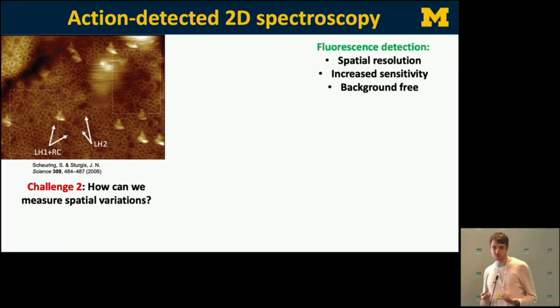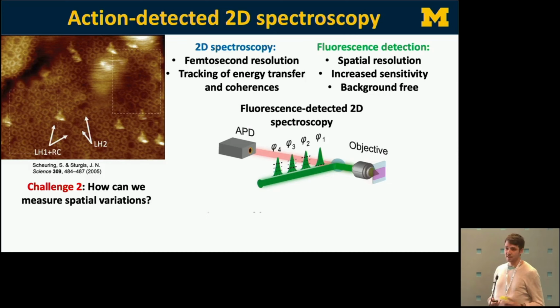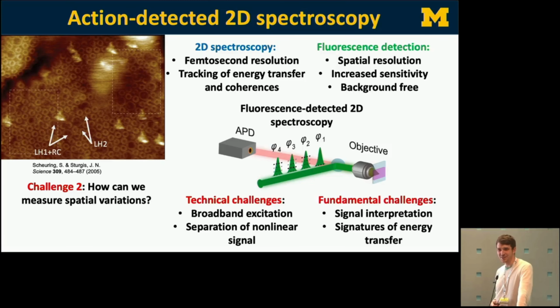You can go down to the single molecule level and resolve stuff like that. But we want to combine this with our 2D spectroscopy. So we want to measure ultrafast exciton transfer spatially resolved. And what we do is we combine these two things and do fluorescence-detected 2D spectroscopy. And that's one kind of technique which we call action-detected 2D spectroscopy. But there are even more challenges, technical ones, fundamental ones.